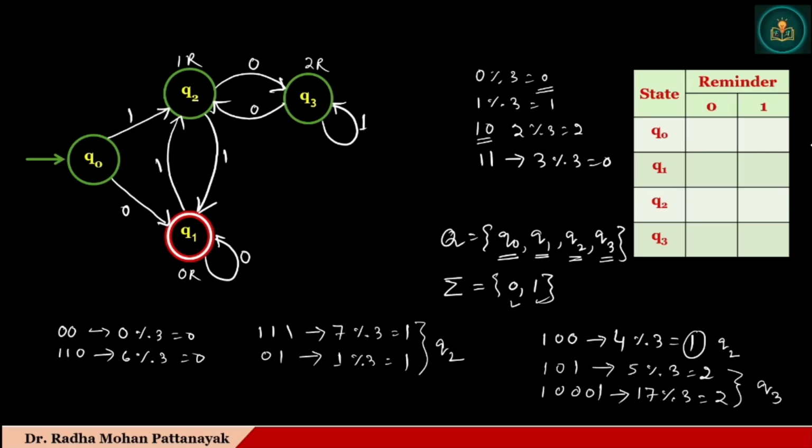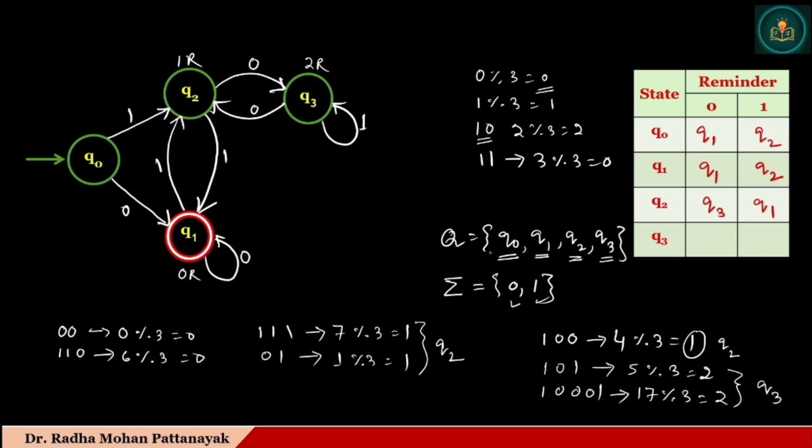Now we will design the transition table for the transition diagram. In the transition table also we will take 4 states and 2 inputs, 0 and 1. Then we fill in the states using the transition information from the diagram. Q0 on 0 goes to Q1, and Q0 on 1 goes to Q2. Reading 0 on Q1 gives Q1 only, and reading 1 on Q1 moves to Q2. Similarly, reading 0 on Q2 moves to Q3, and reading 1 on Q2 moves to Q1.